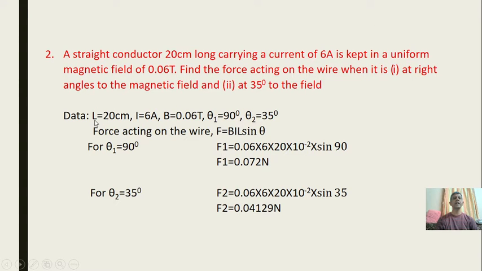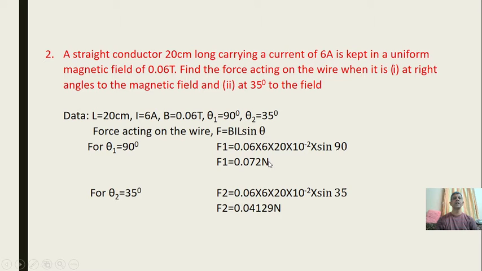Here the given data is length of the conductor L is equal to 20 centimeter, that is 20 × 10^-2 meter, strength of the current I is equal to 6 ampere, strength of the magnetic field B is equal to 0.06 Tesla, theta 1 is equal to 90 degree in the first case, theta 2 is equal to 35 degree in the second case. We substitute the values of B, I, L and theta, and we will get 0.072 Newton.